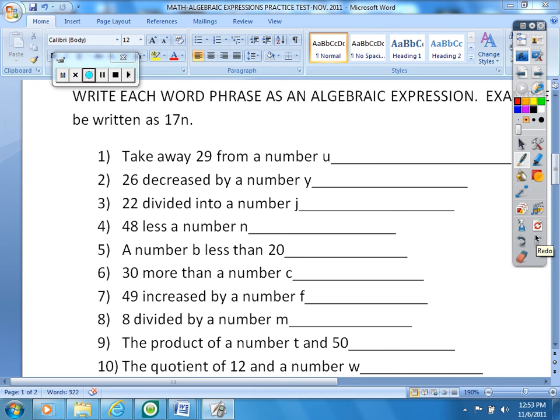All right, let's go back and just start all over. All right, the students look for their key words.